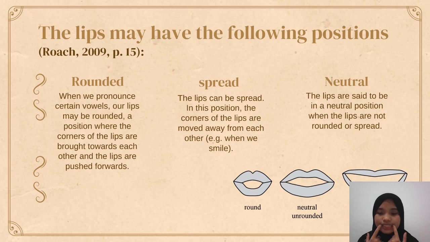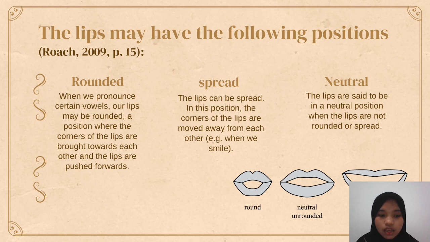The mouth makes the shape O. In this position, the corners of the lips are brought toward each other and the lips are pushed forward. And the second position is spread. The lips can be spread in this position. The corners of the lips are moved away from each other, like when we smile, the position of the lips is spread.